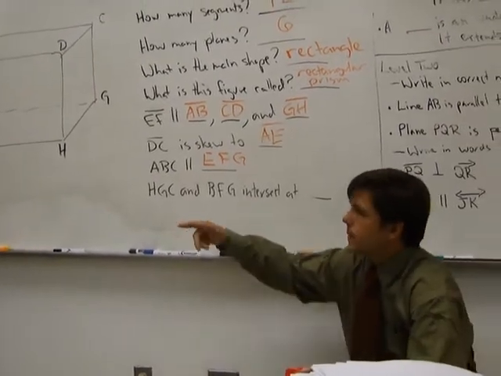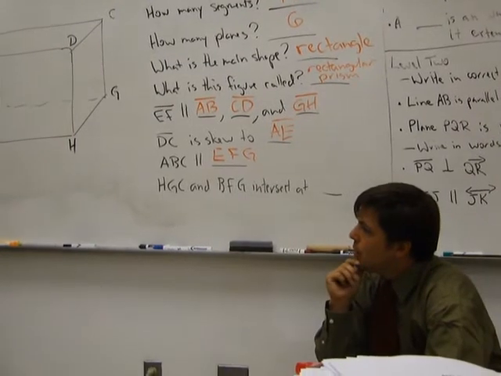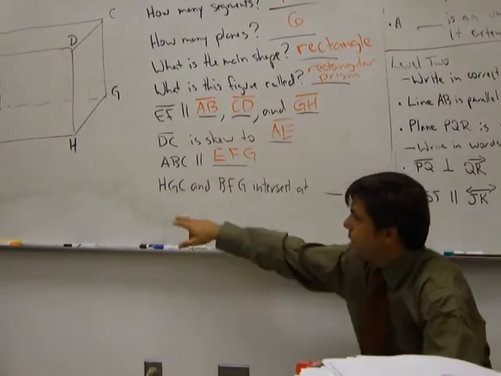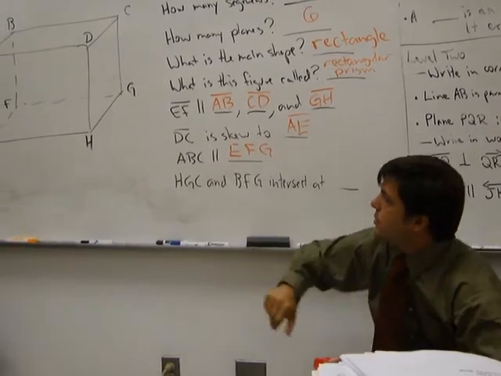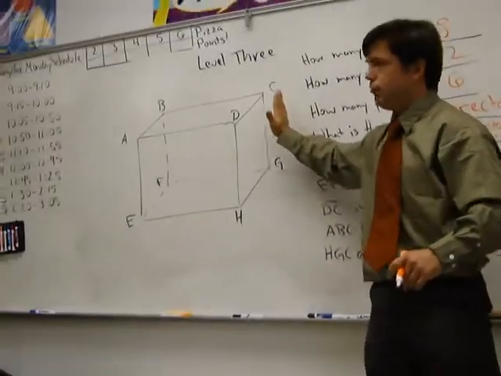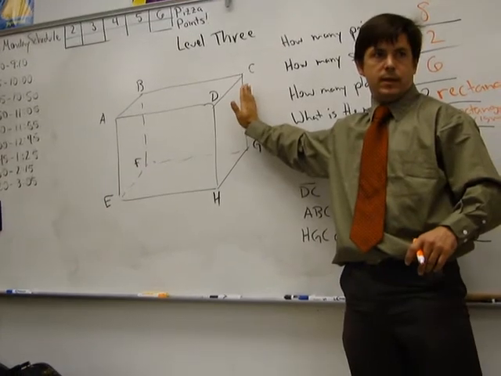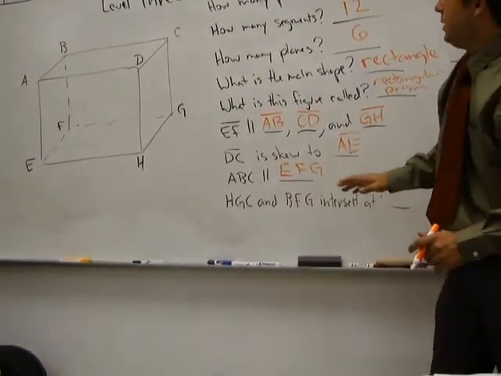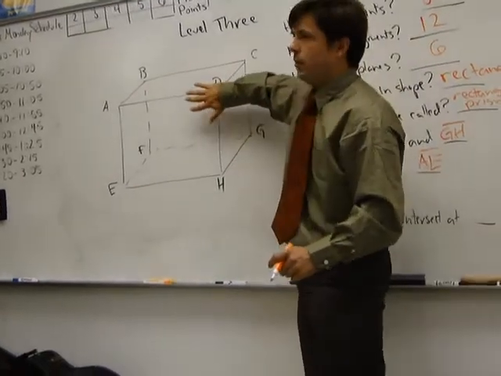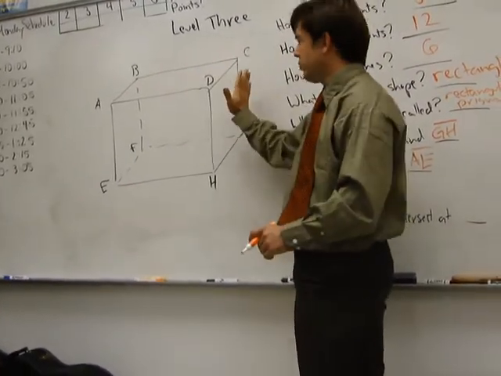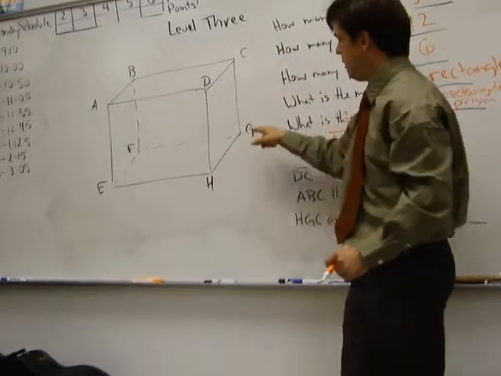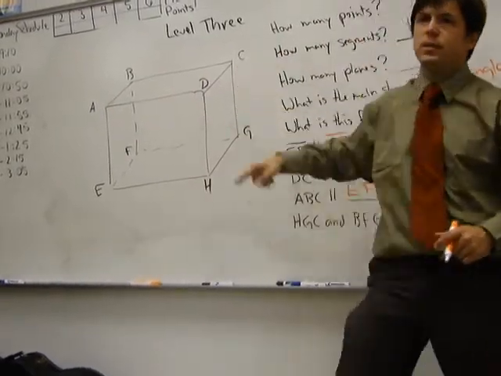Okay, last. Plane HGC, so let's identify. Plane HGC is the right side wall. Has everybody got that? HGC. And plane BFG. Where's BFG? That's the back wall, isn't it? So the right side wall and the back side wall, they intersect where? GC. Segment GC.